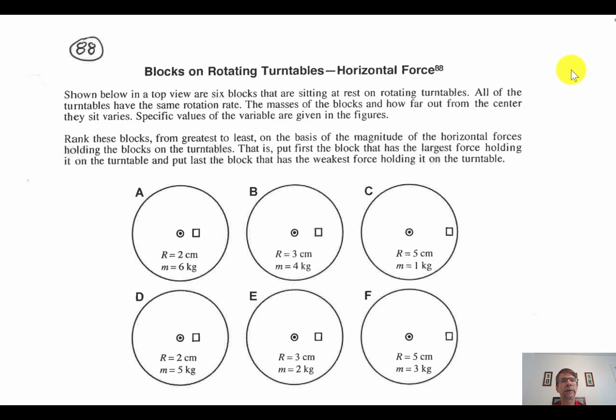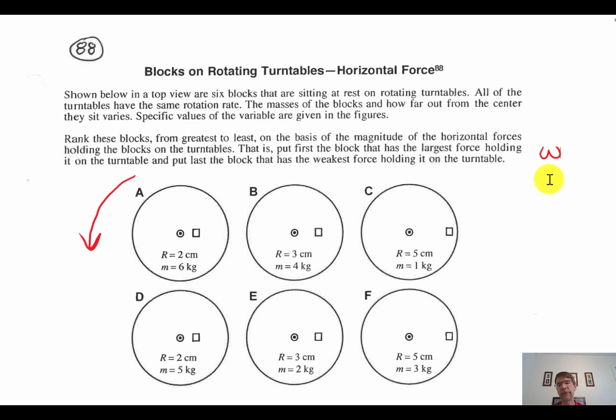Critical thinking question 88. This has a lot of good review in this particular problem. This is an overhead view of a turntable, and let's say they're all rotating with the same angular speed, which is omega. I'll write that down. Unit 10 also was in Unit 6, I believe. Omega, that symbol right there, stands for rotational speed.